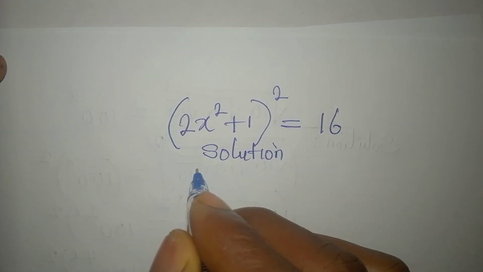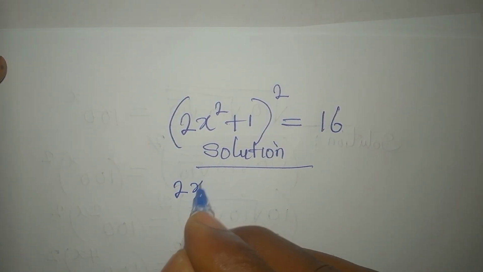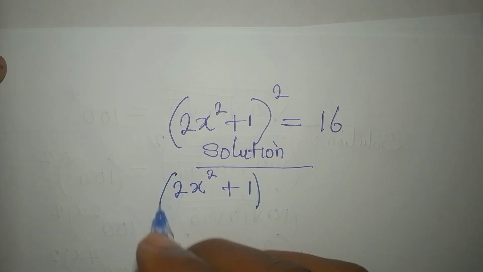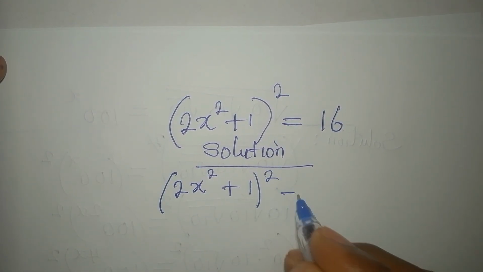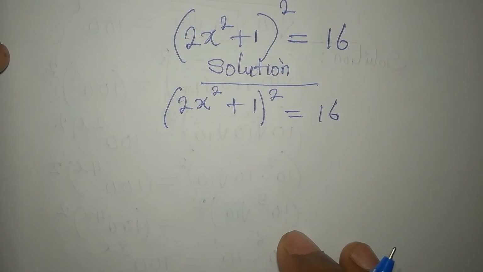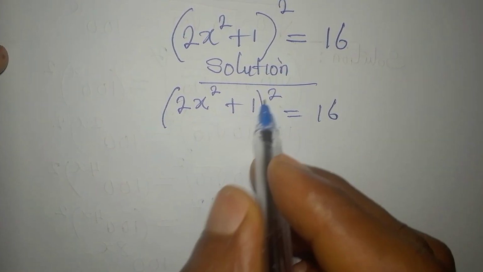Let's provide a solution to this problem. We have (2x² + 1)² = 16. Now the first step I want to take is to take the square root of both sides.